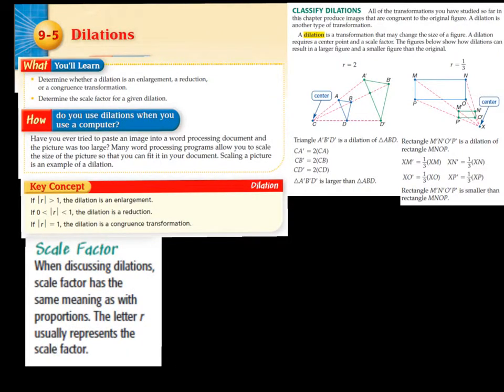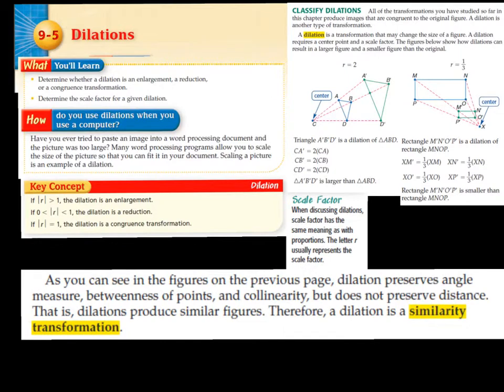When discussing dilations, scale factor has the same meaning as with proportions. The letter r usually represents the scale factor here. As you can see in the figures, dilation preserves angle measure, betweenness of points, and collinearity, but does not preserve distance. That is, dilations produce similar figures, therefore dilation is a similarity transformation.